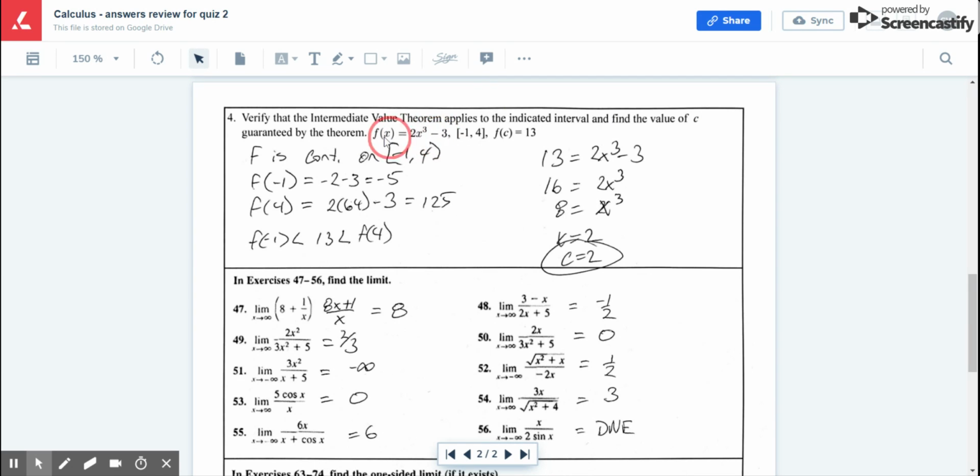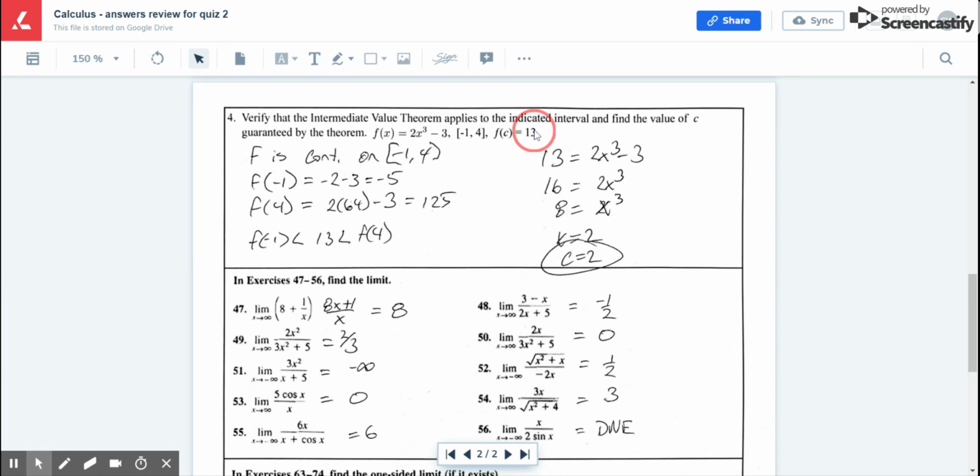So again, start by continuity. That thing's continuous. I find my endpoints, -5 and 125 are my values. 13 fits in between those two, so I show it. So there I have verified that the IVT applies. Now I need to find my value of c.